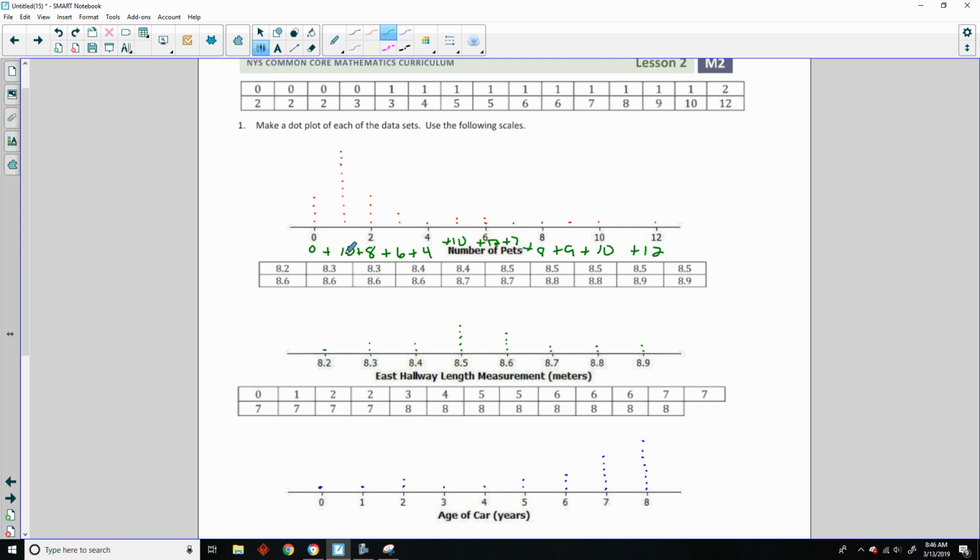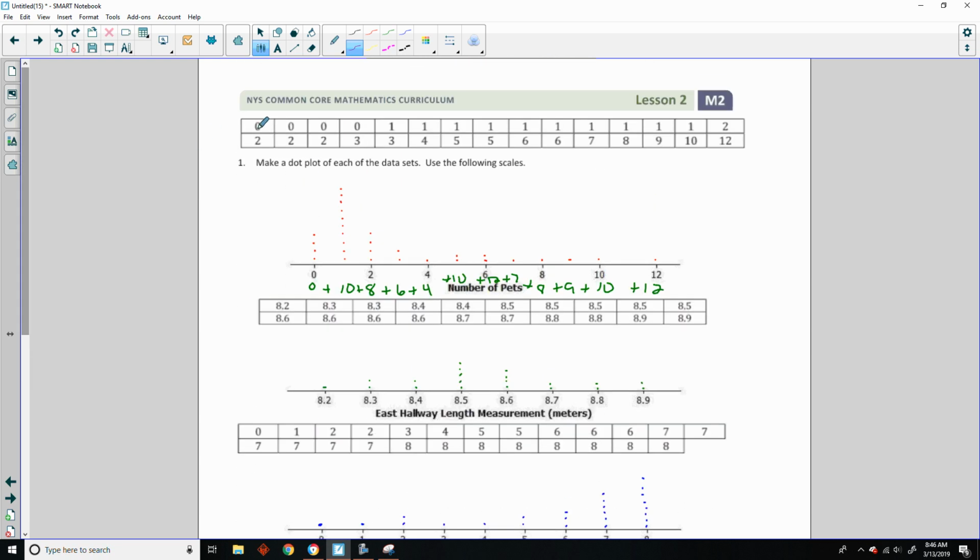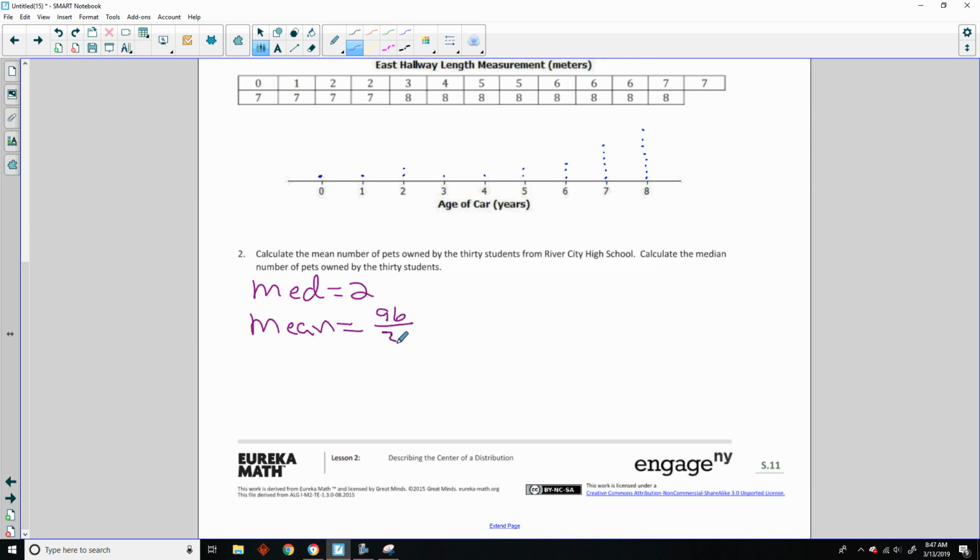this multiplication. So 10 plus 8 is 18. And here's a 10 here, so that's 28. 38. And 10 more would be 48 plus this 2 is 50. 57. 57 plus 8 is 65, plus 9 is 74, plus 10 is 84, plus 12 is 96. So the mean equals 96, that's the total, divided by how many there were. And there were 1, 2, 3, 4, 5, 6, 7, 8, 9, 10, 11, 12, 13, 14, 15 times 2 is 30. 96 divided by 30.